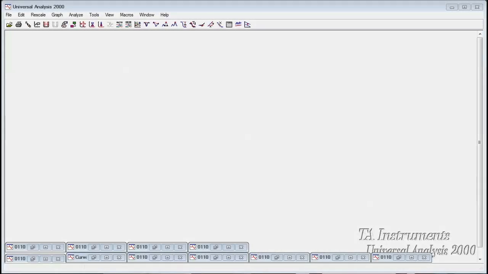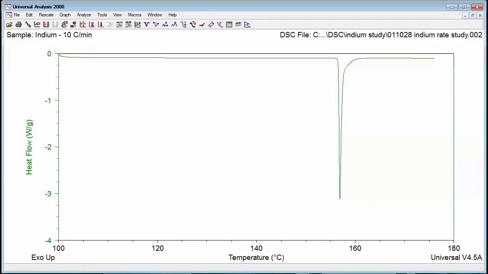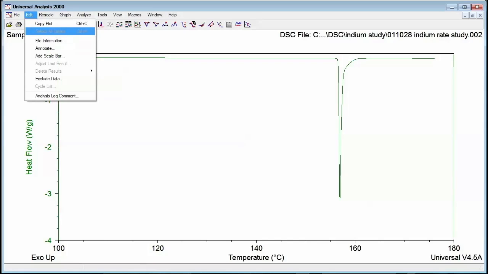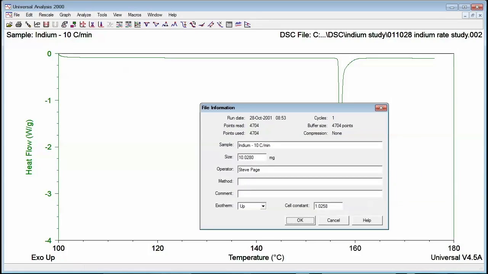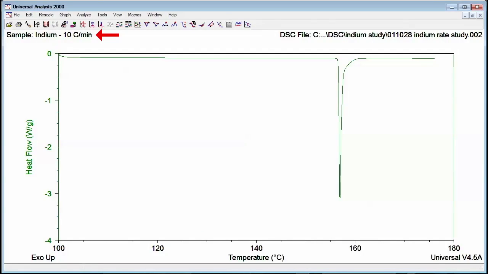The first step to verifying your DSC calorimetric performance is to analyze a known standard. Now, there are many standards available which are well documented as reference materials for both temperature and enthalpy calibration. The most common material used for DSC calibration is indium. Here we see a DSC scan of indium metal analyzed at 10 degrees per minute.